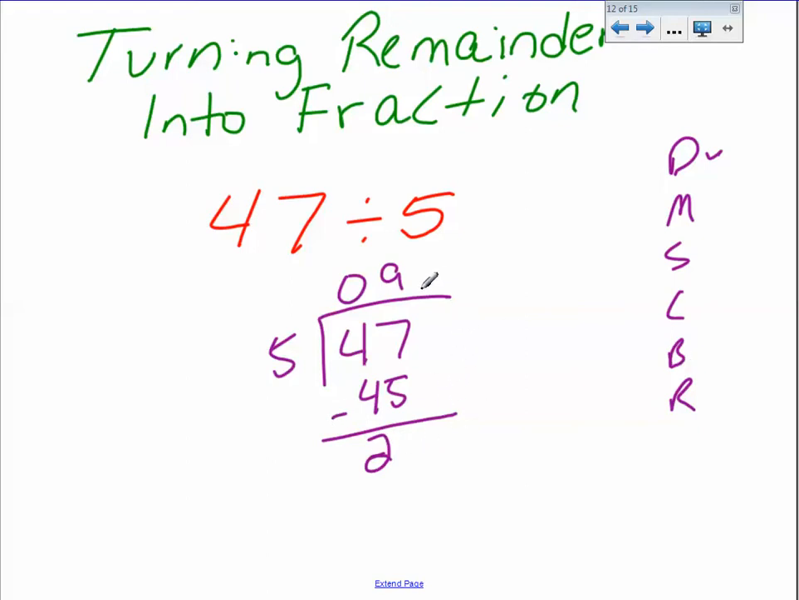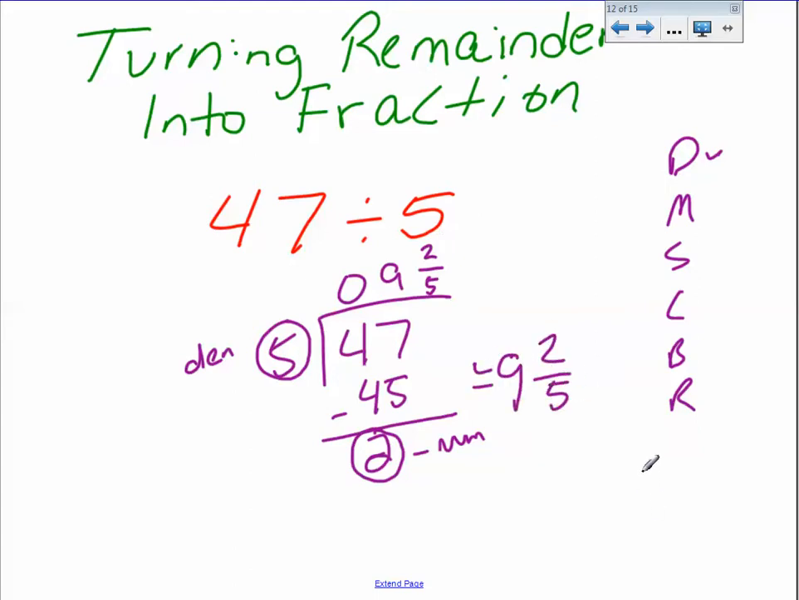Now in this case, you're used to doing remainder 2. But I want you to take that remainder and turn it into a fraction. And so here's how this works. The remainder becomes your numerator. The divisor becomes your denominator. And so you end up with 9 2/5. And this is the same thing. 9 2/5 is the same thing as 9 remainder 2 in this situation.